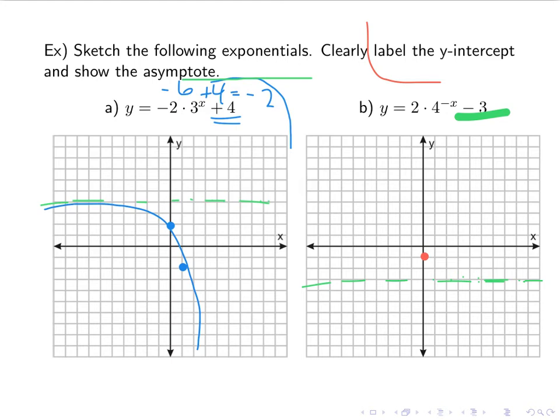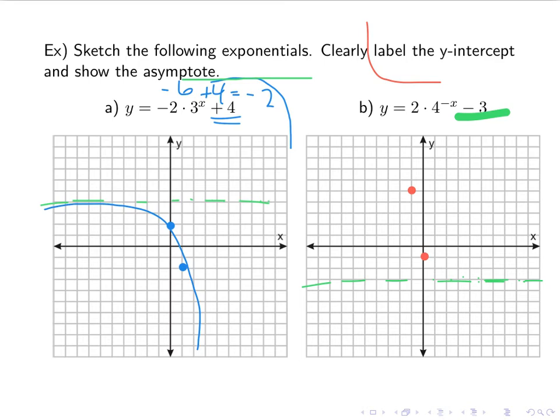And then I'm going to plug in another point or two to make sure that my picture really looks nice. So I'm going to plug in, say, -1. If I plug in -1, then I have 2 times 4 to the 1, which is 2 times 4, which is 8. 8 minus 3 is 5. So I have -1, 5, which is right around there.